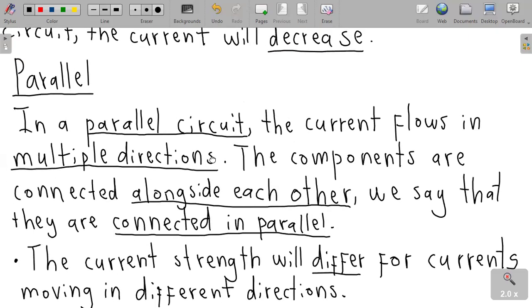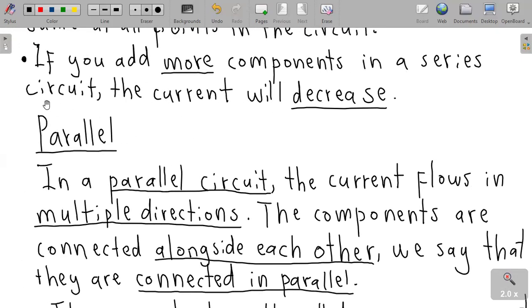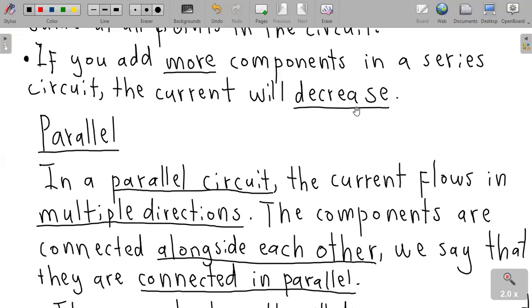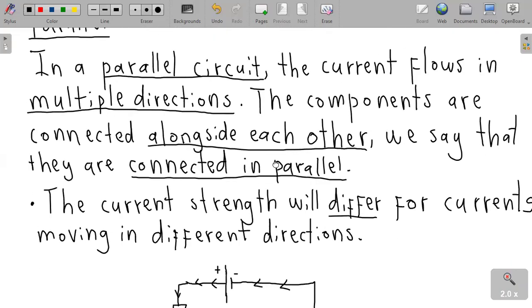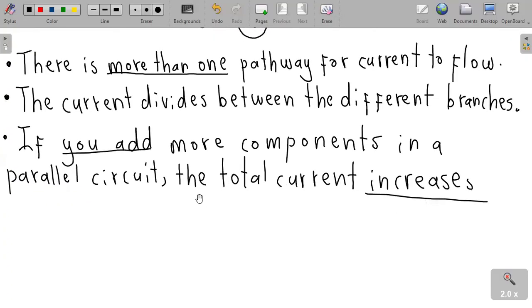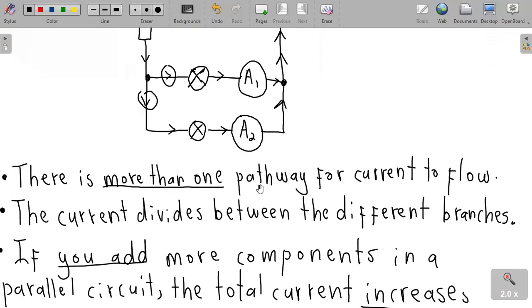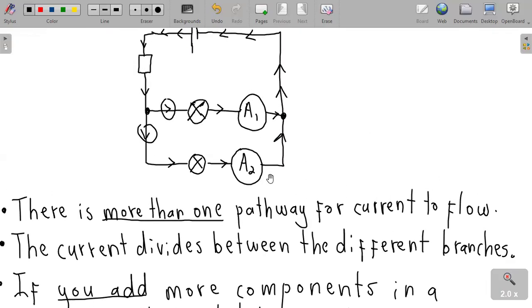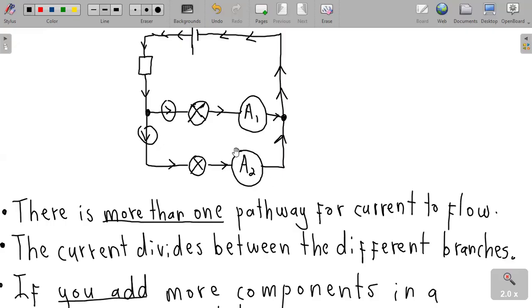Previously we said that if you add more components in a series circuit, the current will decrease. So in a series, it decreases if you add more components, but in a parallel, it increases the more components you add. So the opposite happens. There will be a measurement on ammeter A2, and also a measurement of current on ammeter A1. So if you want to get the total current, AT will be equal to A1 plus A2.